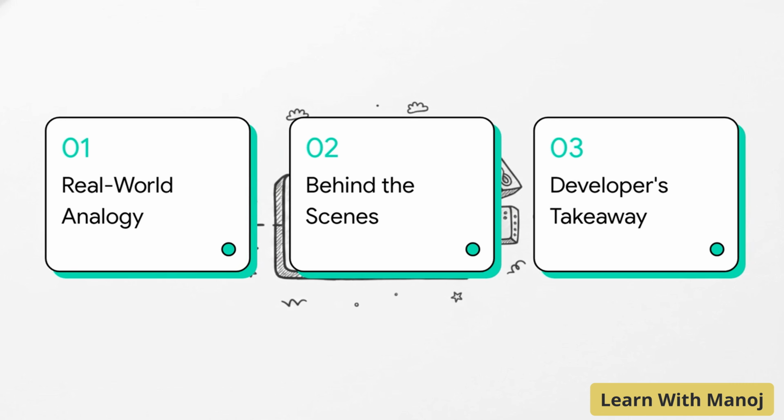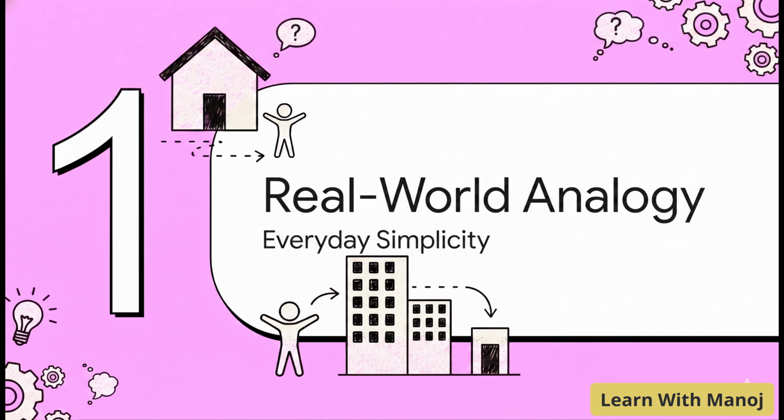Here is our roadmap for today. We've got 3 quick chapters. First, the real-world analogy. Second, behind the scenes. And third, the developer's takeaway. All right, Chapter 1, the real-world analogy, finding simplicity in our everyday lives.